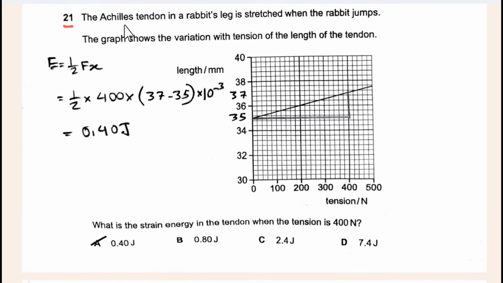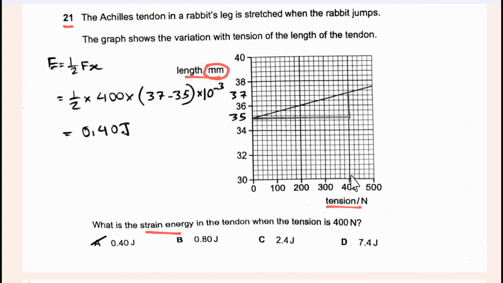21. The Achilles tendon in a rabbit's leg is stretched when the rabbit jumps. The graph shows the variation with tension of the length of the tendon. So on the y-axis there is length, and on the x-axis it is tension. And you must remember that the length is in millimeter. Then, what is the strain energy in the tendon when the tension is 400 Newton?